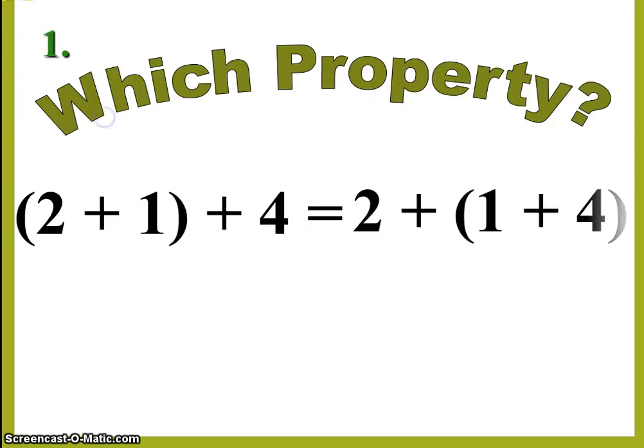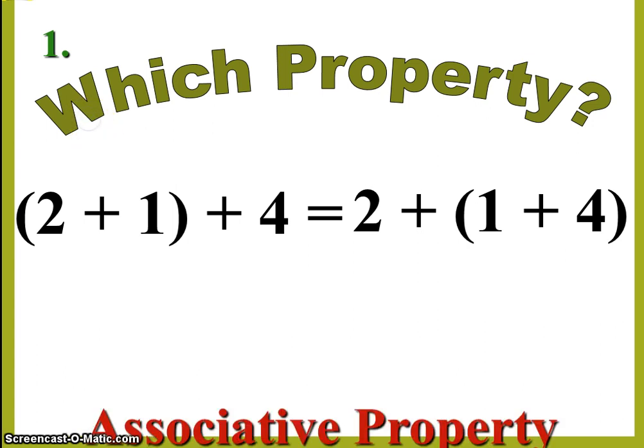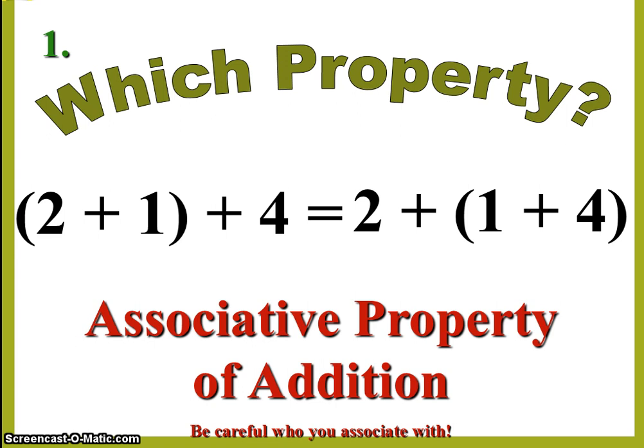Let's look at our first property. Which property just moves the parentheses from one side to the other? Well, it is the associative property, and we do say of addition because it's adding. It's like associating at the lunch table. You're just moving from one seat to another.